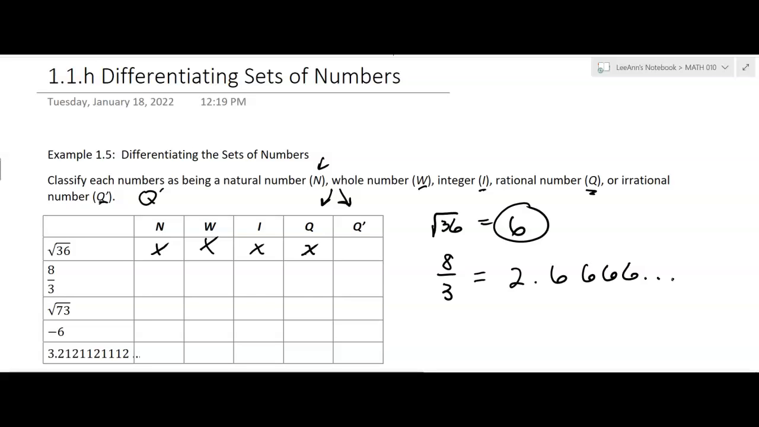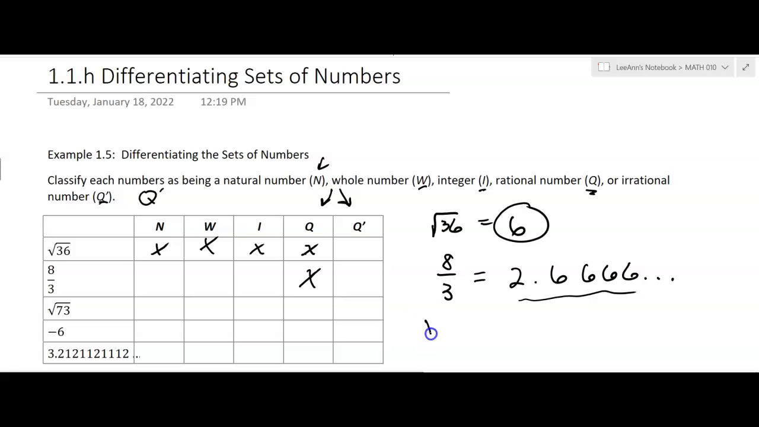Okay. Is that a natural number? Is that one of the numbers you started with as a kid? No. Is it a whole number? No. Is it an integer? No. Is it a rational number? Yes, because it's a repeating decimal. Therefore, it's not irrational, and you're done. So it only gets to be in one group.